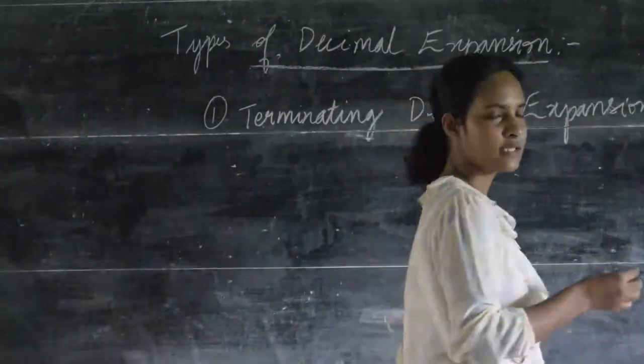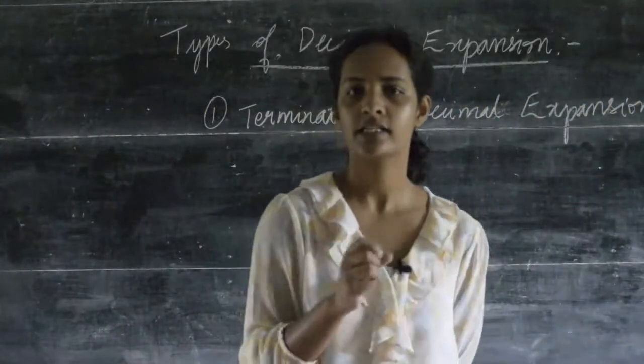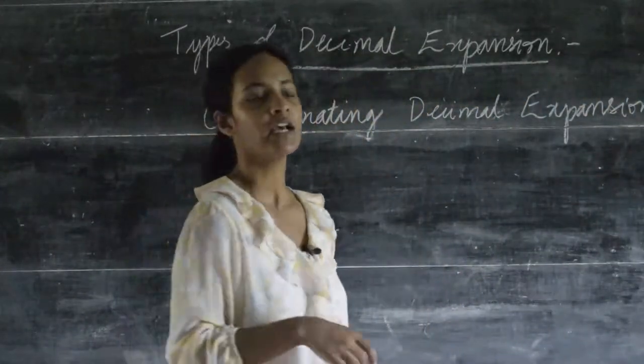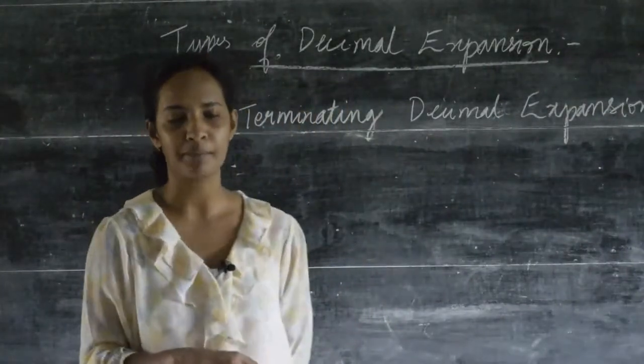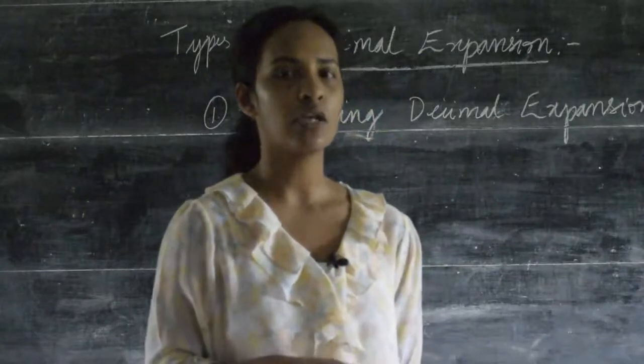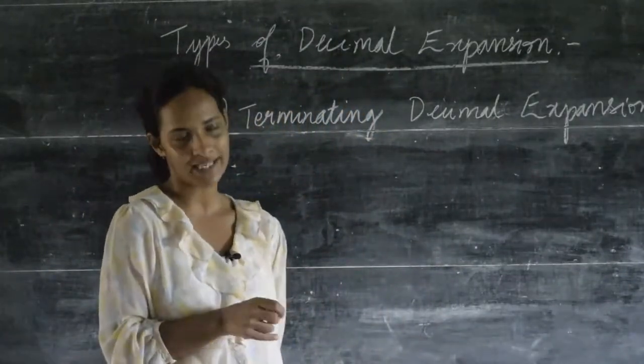Now what does the word terminating mean? Terminating means something that stops, right? So the decimal expansion which stops after a particular number or a particular digit is called terminating decimal expansion. Now let's make it clearer by taking some examples.